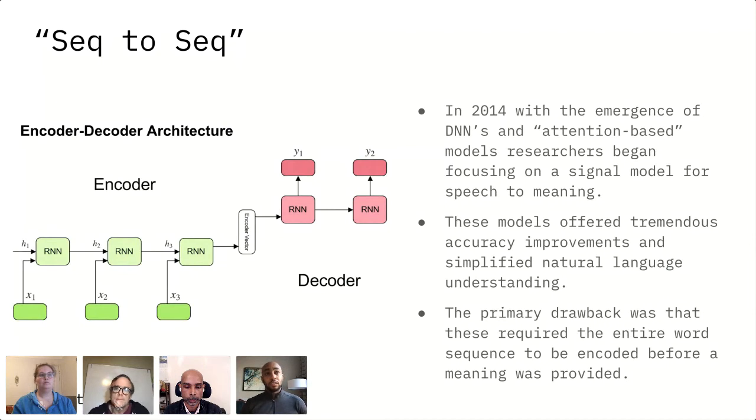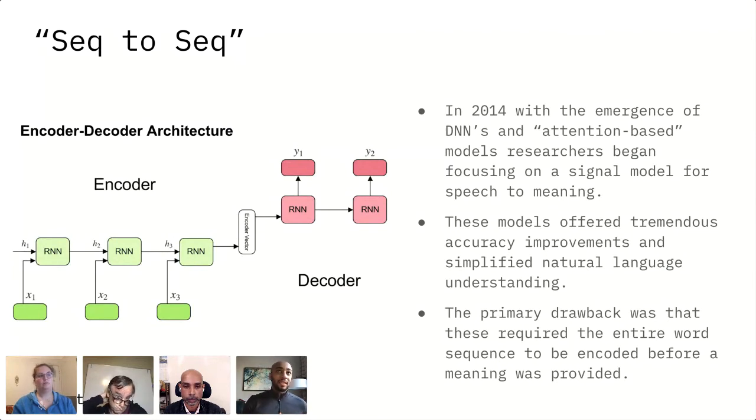This sequence to sequence technology allowed us, instead of having to break up word by word by word, to take the output of an acoustic model and feed it to a language model. We're actually taking in the sound itself and translating that to some type of output that has meaning to it. So these models offer tremendous accuracy. The primary drawback is that the entire word sequence needed to be encoded before the meaning was provided.